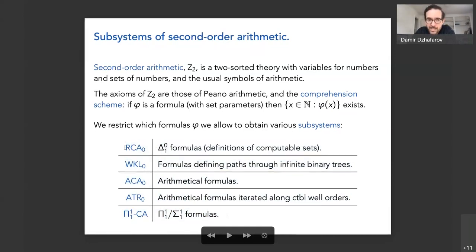And this RCA naught here stands for recursive comprehension axiom. I said this stands for weak Koenig's lemma. This here is arithmetical comprehension axiom. This is arithmetical transfinite recursion. This is just comprehension axiom. So these five systems are somehow the core systems that one works in with reverse mathematics, with RCA naught serving as a base theory. This is this theory T that we really wanted in the previous slide.